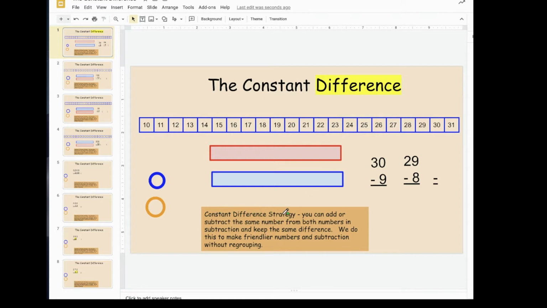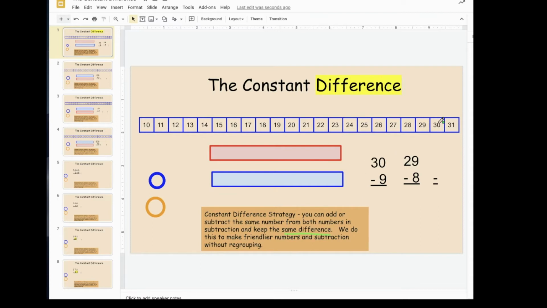The constant difference strategy: you can add or subtract the same number from both numbers in subtraction and keep the same difference. We do this to make friendlier numbers and subtraction without regrouping.